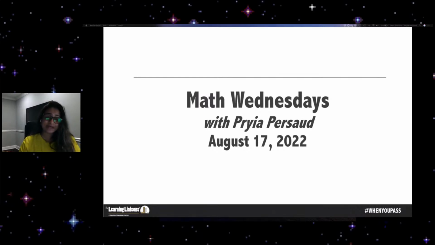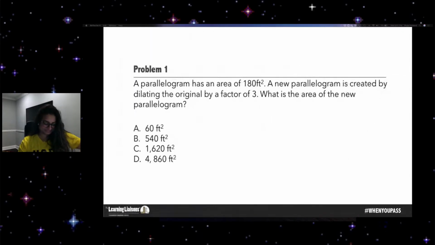And like always, let's go ahead and do some math today. All right, so problem 1 says a parallelogram has an area of 180 feet squared. A new parallelogram is created by dilating the original by a factor of 3. What is the new parallelogram? Oh, the area of the new parallelogram. I was like, wait, the question seems to be missing something. It's not. It's just my reading.